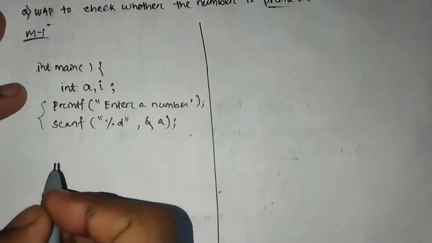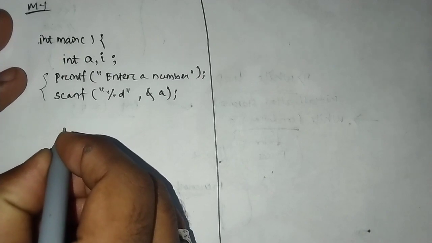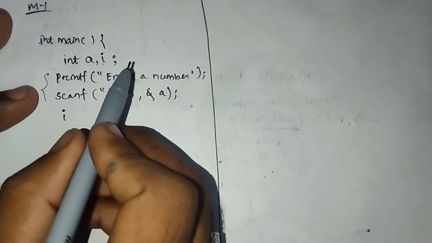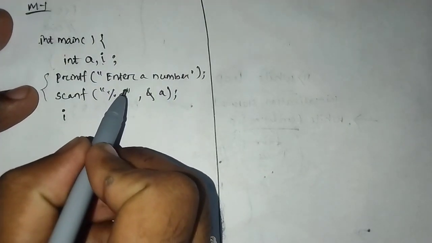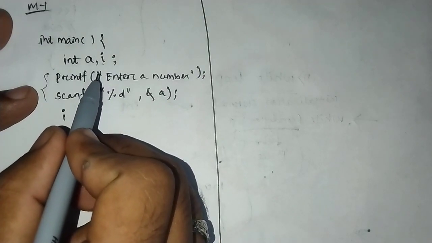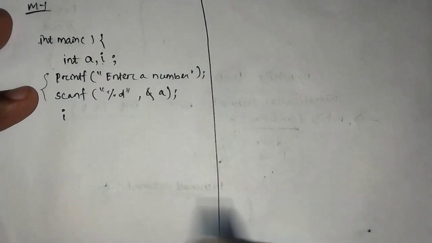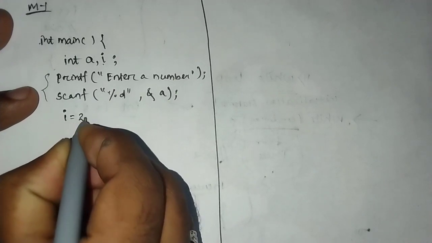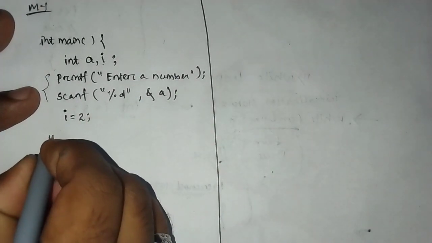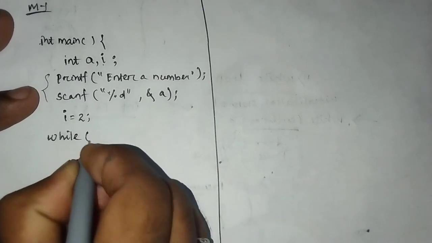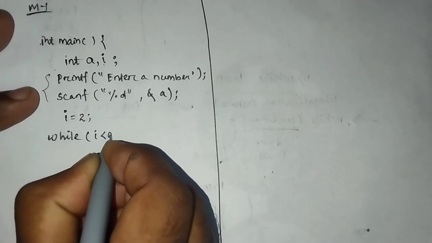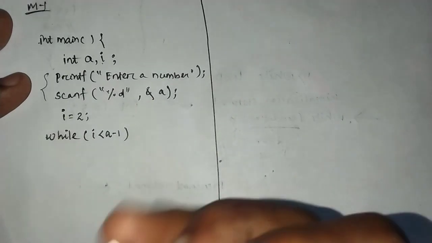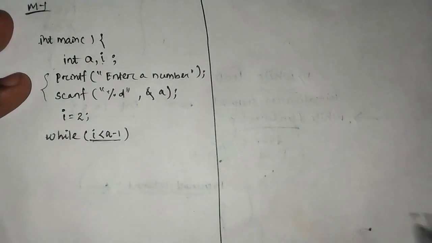So starting the loop from 2 to the number minus 1, meaning if the number is a, then a minus 1. We have to divide the number by each index. So first of all, initializing the variable i starting from 2, while it will check till the value of i is less than a minus 1. The loop will iterate till this condition is true.